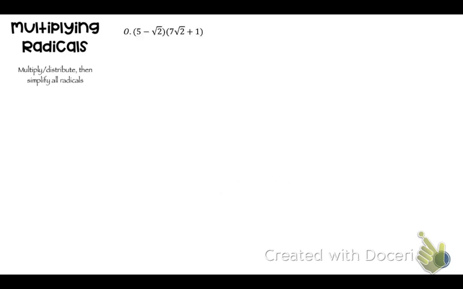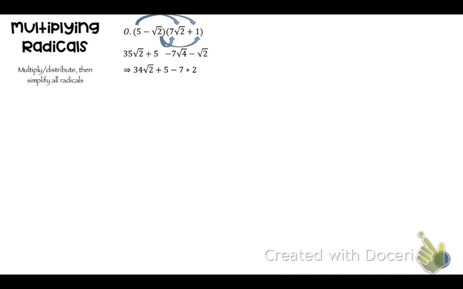Then let's get into multiplying and simplifying these radicals. So multiplying, you can use distribution or the box. It's the same as what we were doing when we were multiplying polynomials. So 5 times 7 square roots of 2 is 35 square roots of 2. 5 times 1 is 5. And then negative square roots of 2 times 7 square roots of 2 is negative 7 square roots of 4. And negative square root of 2 times 1 is negative square root of 2.